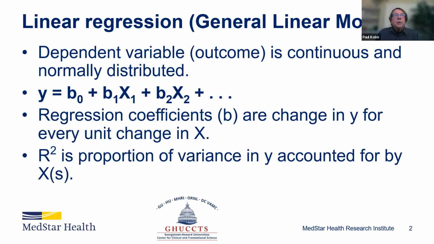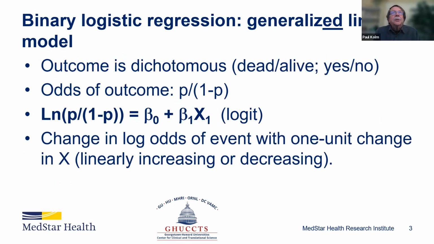So in contrast to this, binary logistic regression is part of what we call the generalized linear model. In binary logistic regression, as that indicates, the outcome is dichotomous. So we would have things like yes or no, dead or alive, remission, not remission, whatever the outcome might be. In this case, we can compute the odds of the outcome, which is just the probability of the outcome divided by 1 minus the probability of the outcome.